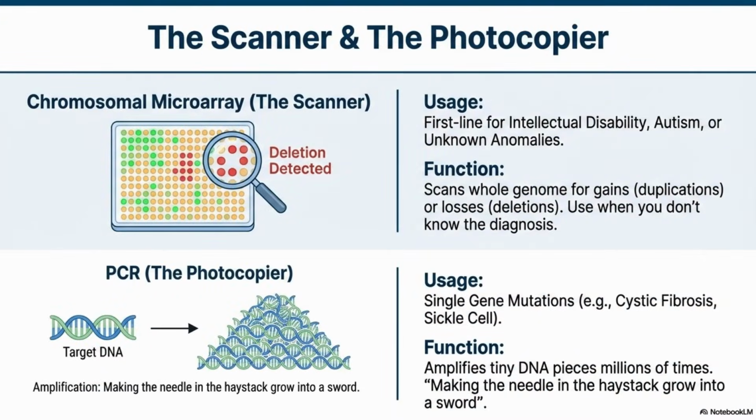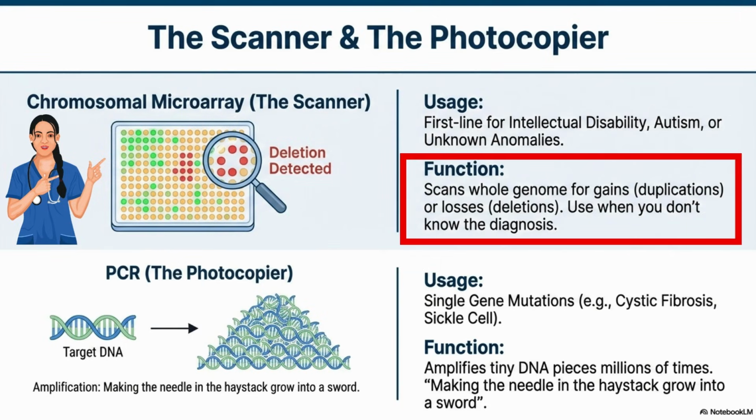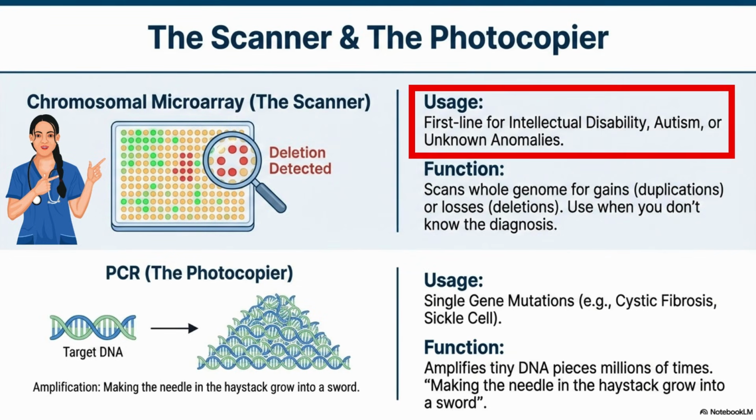The third one here is the chromosomal microarray, the scanner. It is a chip. We scan the whole genome for gains, the duplications, or losses, the deletions. It is best for when you say, I don't know what's wrong. Child with multiple congenital anomalies and a normal karyotype. It is the first line test for intellectual disability and autism.